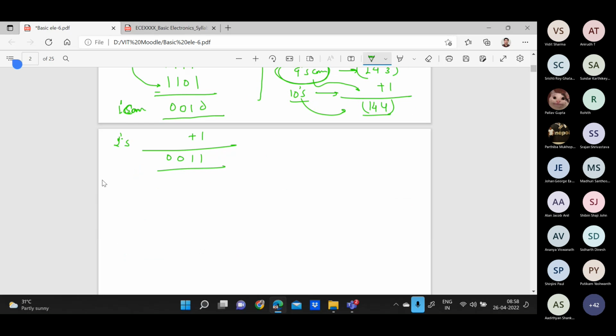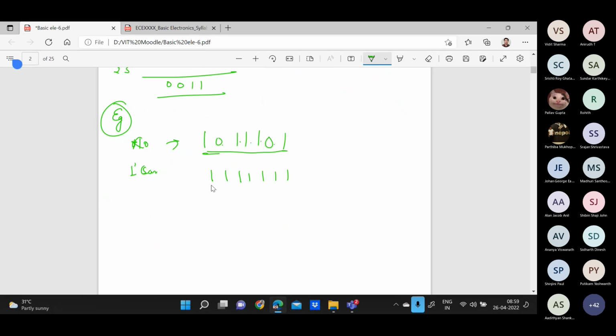Same. For example, I am giving you another example. Suppose you have 1, 0, 1, 1, 1, 0, 1, like this, okay? Any number, and I'm asking to find the ones complement. What will you do? Take all ones, the same number of digits: 1, 1, 1, 1, 1, 1, 1. 1, 2, 3, 4, 5, 6, 7. So I have taken 7 ones, right? Now subtract your number, 1, 0, 1, 1, 1, 0, 1. It will give you 0, 1, 0, 0, 0, 1, 0, like this, right? This is your ones complement.